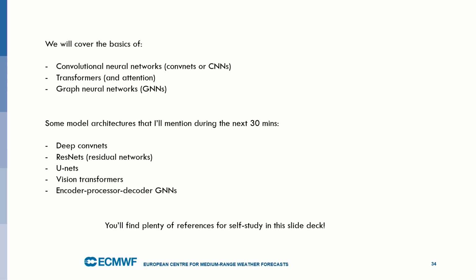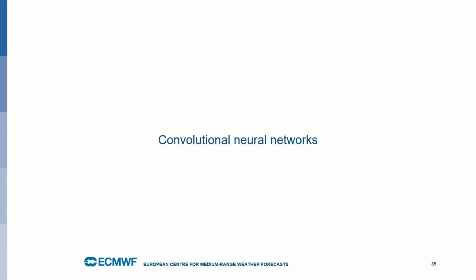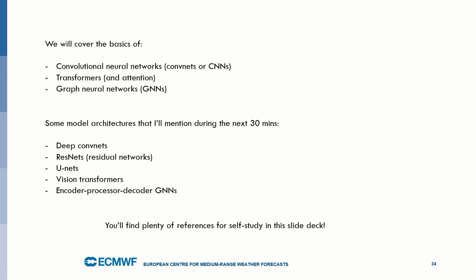So this is the game plan, and I'm going to mention some of the classic architectures of neural nets built upon these blocks: deep convolutional networks, UNets, vision transformers, and GNNs of the encoder, processor, decoder flavor, which is what AIFS and GraphCast and other models are based on. I've included plenty of references for self-study in the slides towards the end, with lots of links to various blog posts, notebooks, or GitHub repos that you can use to get some model code to try things out and get your hands dirty. I guess the easiest way to understand what these things do and do not do, and what advantages and disadvantages each of them has, is to go and try them yourself.